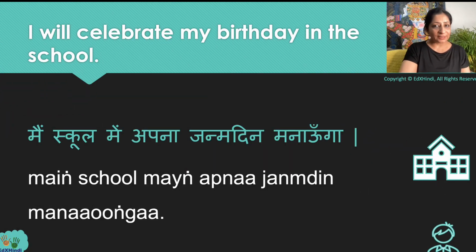I will celebrate my birthday in the school. मैं स्कूल में अपना जन्मदिन मनाऊंगा. This is a male speaker saying this sentence. मैं means I, school means school. The other name for school in Hindi is Pathshala. May means in. Apna means my. Janmdin means birthday. Manaunga is a future tense which means will celebrate. The future tense verbs have the ending unga, ungi, unge when used with मैं.